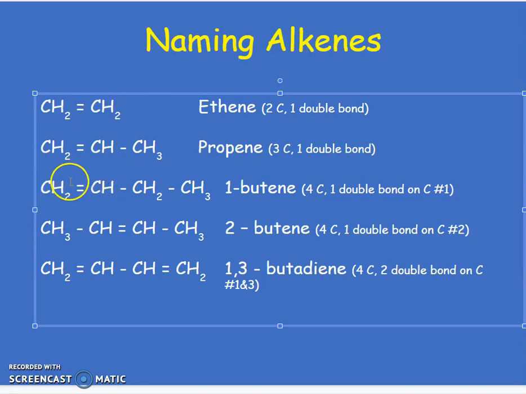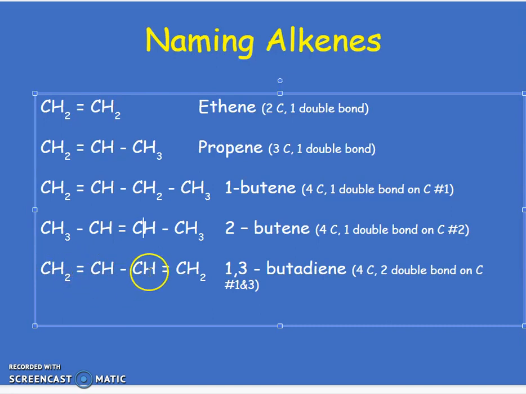So this is 1-butene. In this case, if you take a look, the double bond is now starting at carbon 2 onto carbon 3. So here you would just say 2-butene. Meaning on carbon 2 is where that double bond is beginning. It is automatically assumed that it's continuing on with carbon 3.